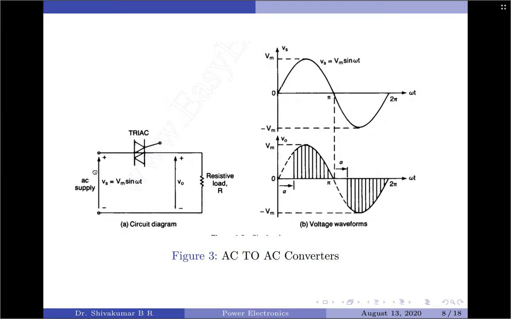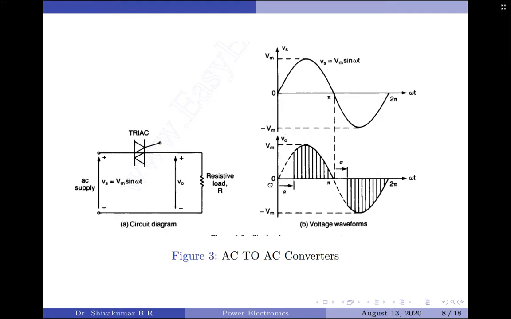In the positive half cycle of the input supply, the triac is ready to conduct, but once again you can see there is a gate terminal here. So the triac expects a gate trigger to be provided with respect to its cathode terminal in order to conduct. The terminals of the triac are usually called MT1 and MT2 and can be reversed. Whenever you provide a gate trigger, let us say at some value between 0 to pi, the triac will start conducting from that instant.